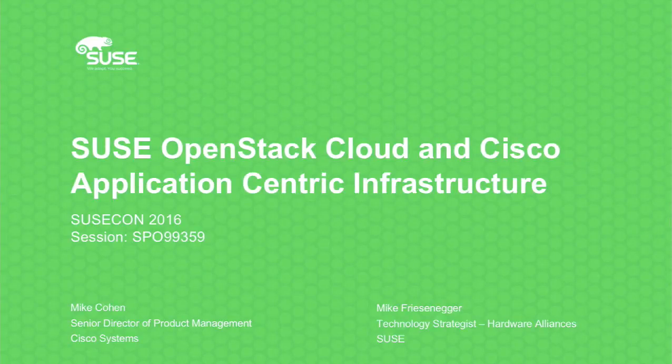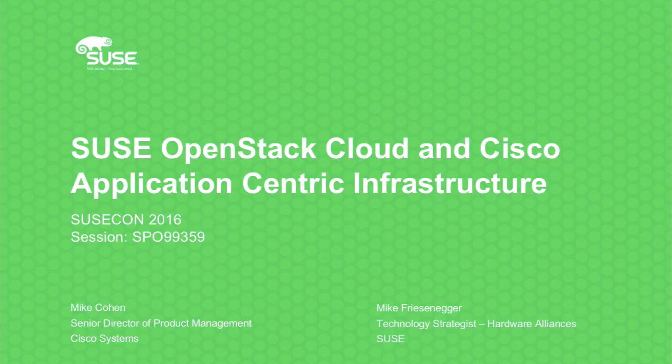I'm with SUSE. I'm part of our Hardware Alliances organization, focused on working closely with Cisco. And today, for this session, we're going to be talking about SUSE OpenStack Cloud and the work we've done with Cisco to integrate SUSE OpenStack Cloud with Cisco's ACI, Application Centric Infrastructure. To talk about Cisco, we've actually invited Mike Cohen, who is the senior director of product management, Cisco systems for Cisco Nexus 9K and Cisco ACI. So hopefully I've done an okay job of introduction.